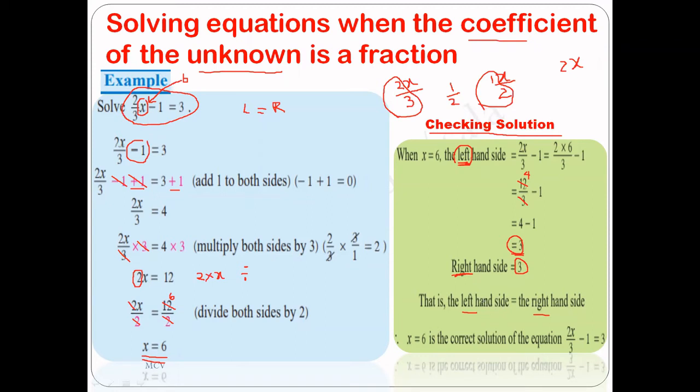Left hand side in short form you can write as LHS, and right hand side as RHS. If the left hand side equals the right hand side, then your solution is correct. If you have solved this equation correctly, when you substitute this solution into the equation, you will get both left and right values equal.